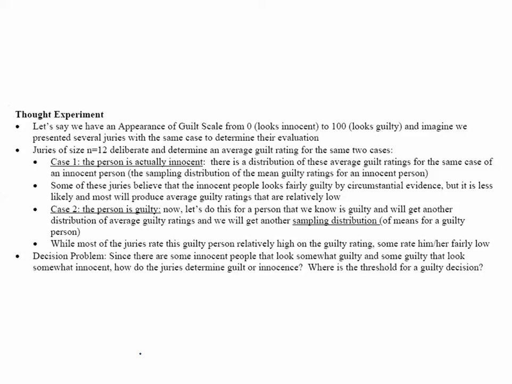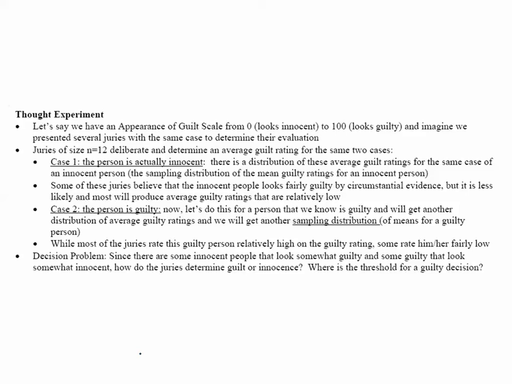And in case 1, the person is actually innocent. Now, the jury doesn't know this, but we know this. The jury rates the person on their guilt from 0 to 100, and there's a distribution of the guilt ratings. Now in case 2, the person is guilty. We know that the person is guilty, the jury does not. Let's let the jury decide, so they once again distribute this guilty rating across these two cases.